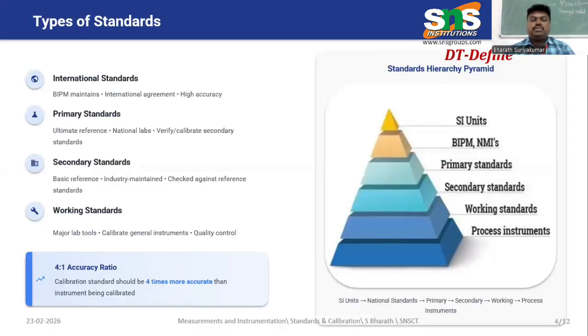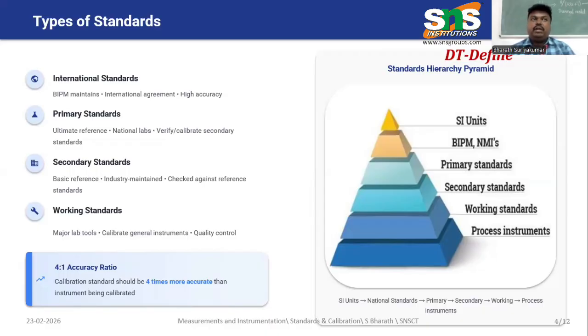What are the various types of standards? The standards are classified basically into international standards, primary standards, secondary standards, and working standards. You could see the highest of all is the SI units. Then we have the primary standards, secondary standards, working standards, and the process instruments. What are international standards? BIPM maintains the international agreement. The international standard gives the exact value of a measured quantity.